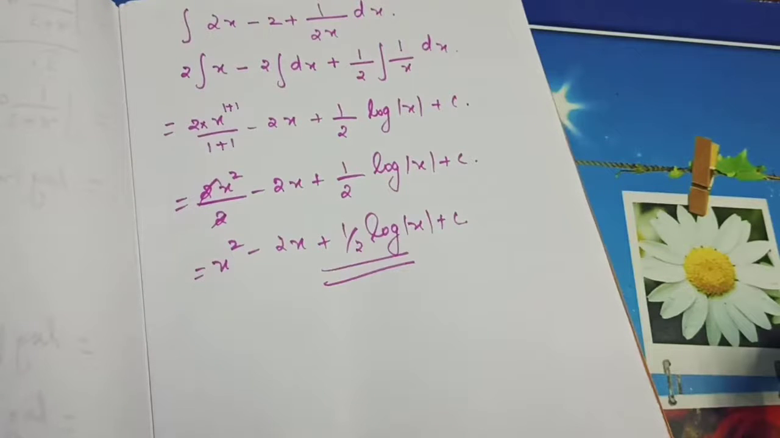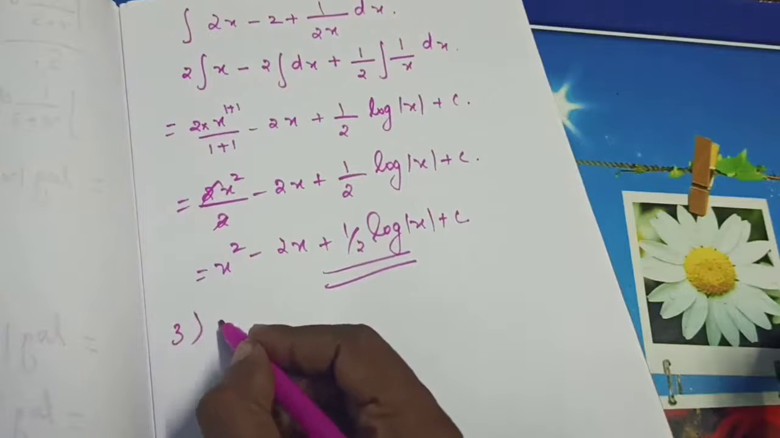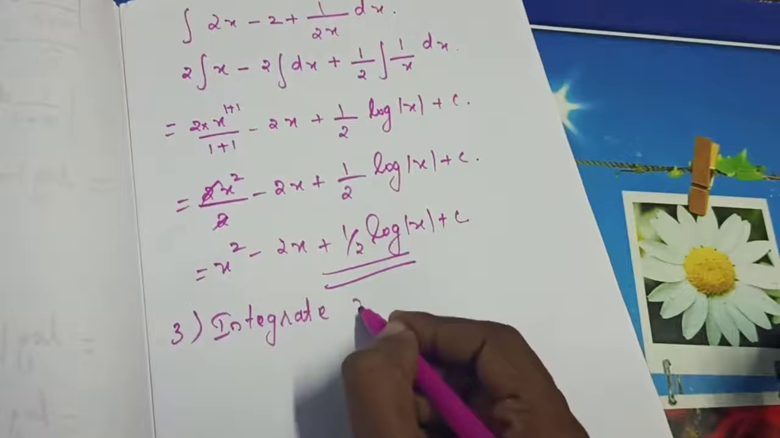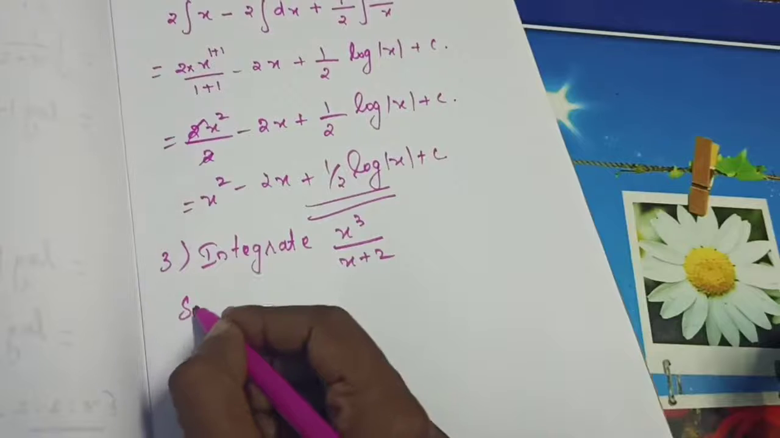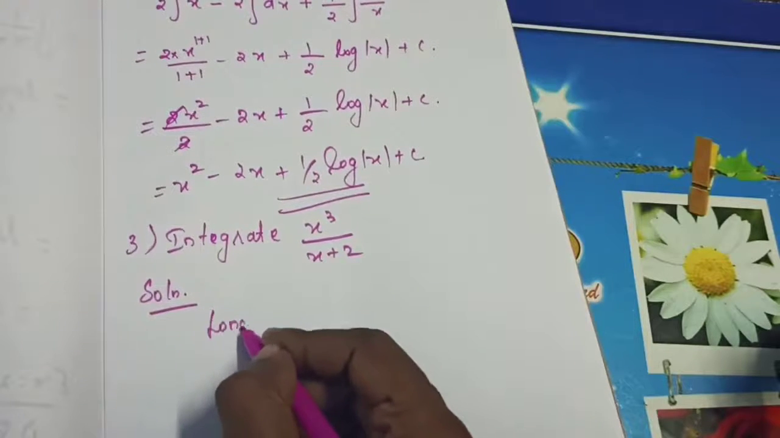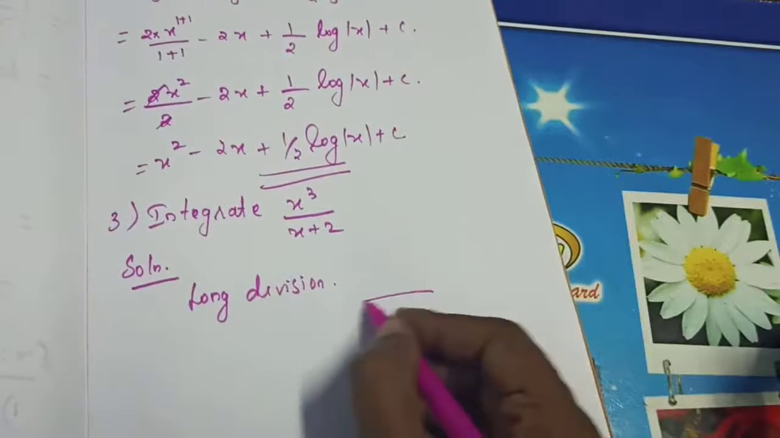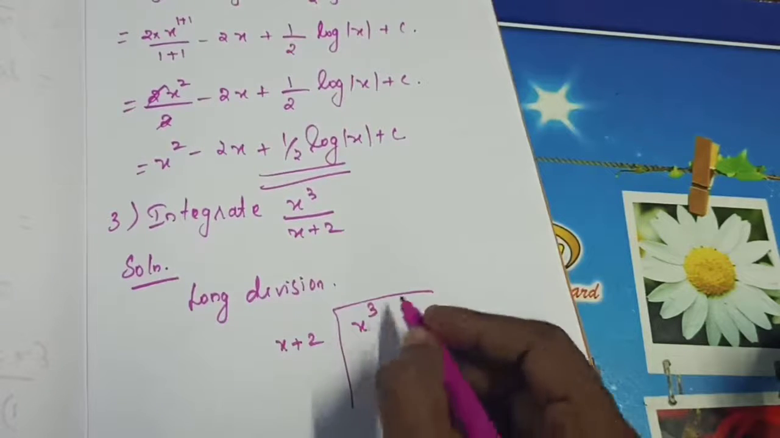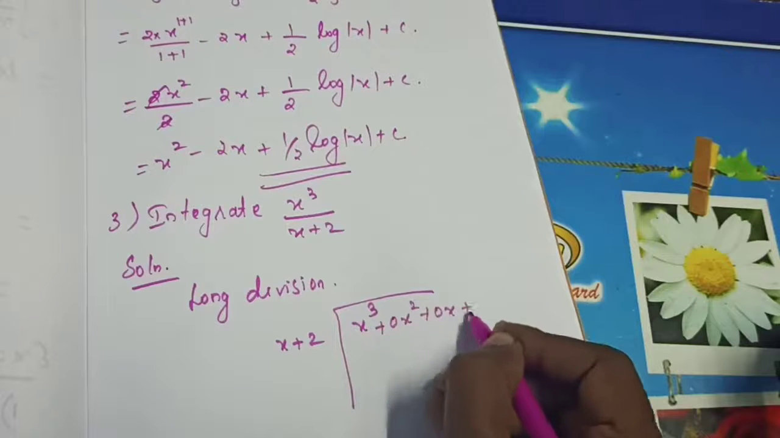Now the second problem I gave as homework for you. So now it's time to do the third problem. What is the third question? Integrate x cube by x plus 2. Okay, solution. This one we have already completed in the same model. We will use long division here. How will we divide? Divide x cube by x plus 2. Here there is no x square term, correct? So write 0x square plus 0x plus 2.